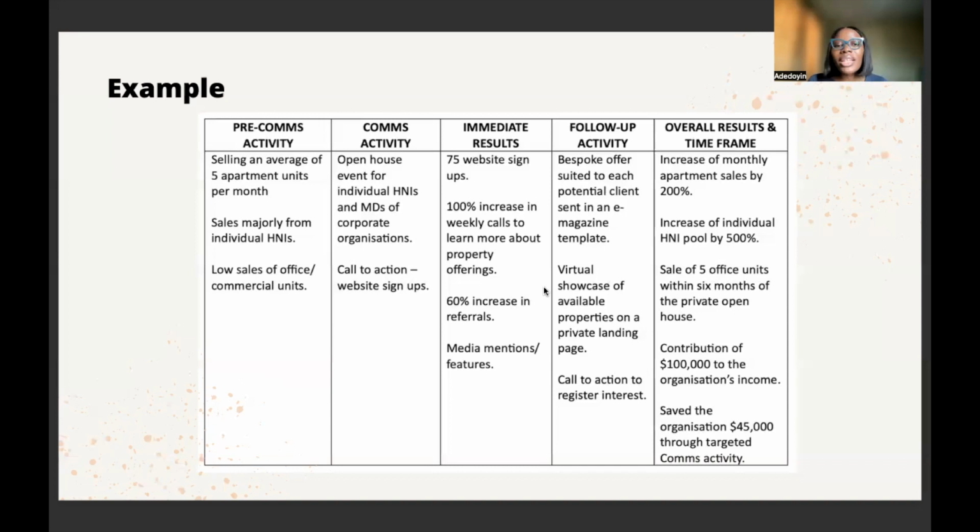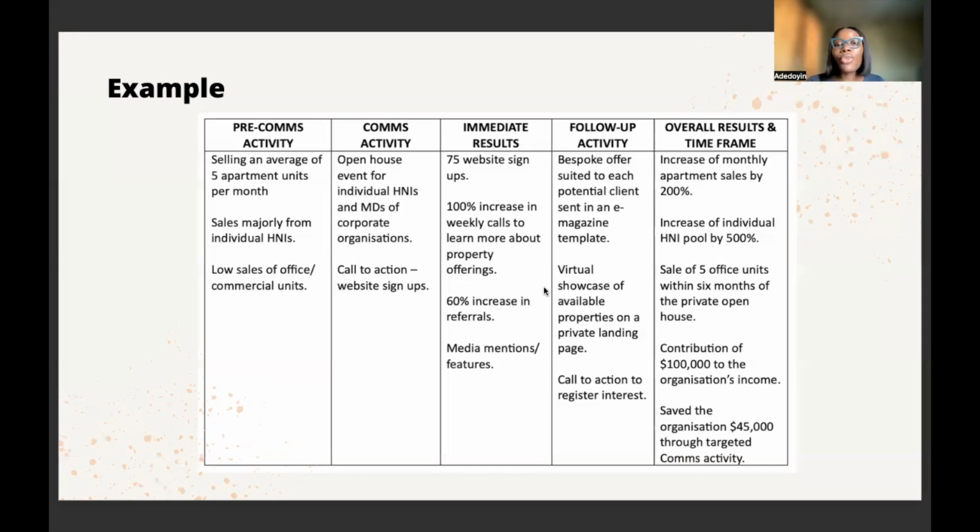And then maybe an immediate result, 60% increase in referral. So over the phone, for example, or somebody sends an email or reaches out to say, oh, this person mentioned this. And you have to be deliberate about asking people, where did you find out about this? How did you hear about us? Or how did you hear about this offering? And then maybe the media mentions and the features have increased. That could also have contributed. So the awareness, for example, for media mentions can contribute to the increase in signups, can contribute to the increase in weekly calls. So you can see the linkages.